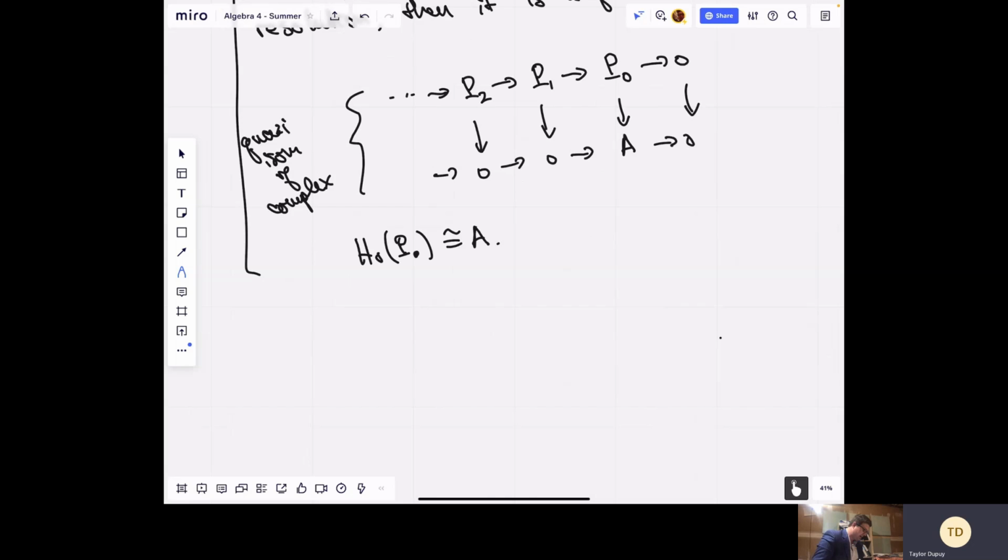Okay, so what's an example of an acyclic complex? Any exact sequence, not necessarily short exact, but any exact sequence gives an acyclic complex.